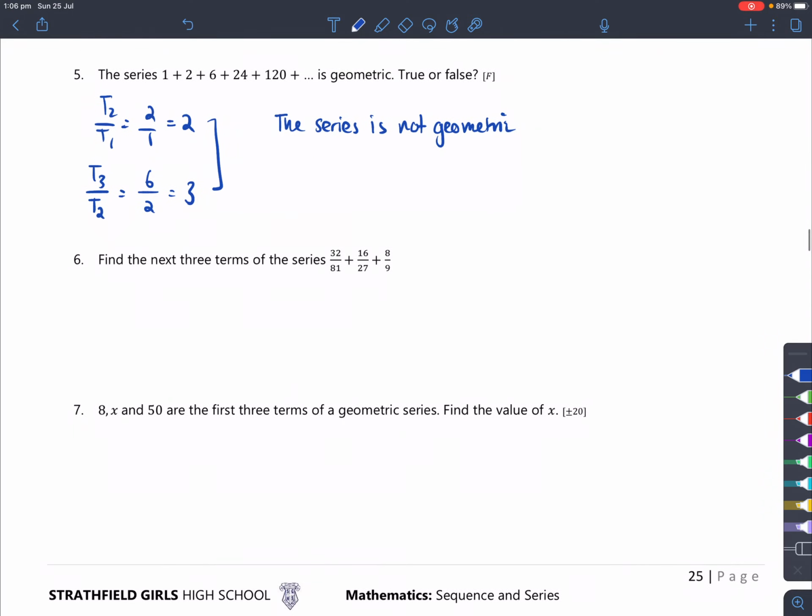Question 6. Find the next 3 terms of the series. Okay, so let's find the ratio. The ratio is term 2 divided by term 1. So if we get 16 over 27 divided by 32 over 81, let's just say I did that on my calculator. 16 over 27 divided by 32 over 81 will give us 3 over 2.